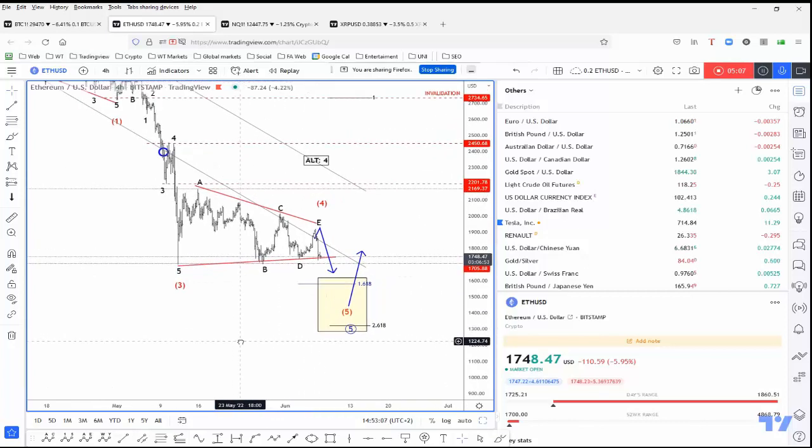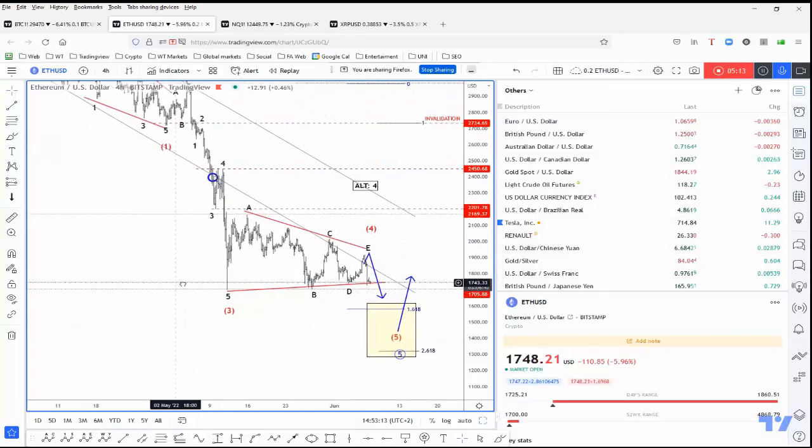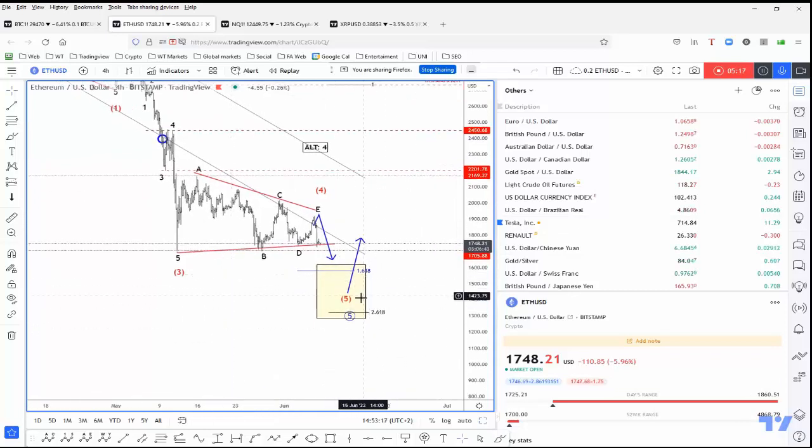So what I'm looking at here is we are seeing prices breaking into wave five. So wave five, as I said, is the final stage of a higher five wave impulse. So I will be looking for potential price stabilization around 1,500, 1,300. That's the area where we will be looking for a potential rally.